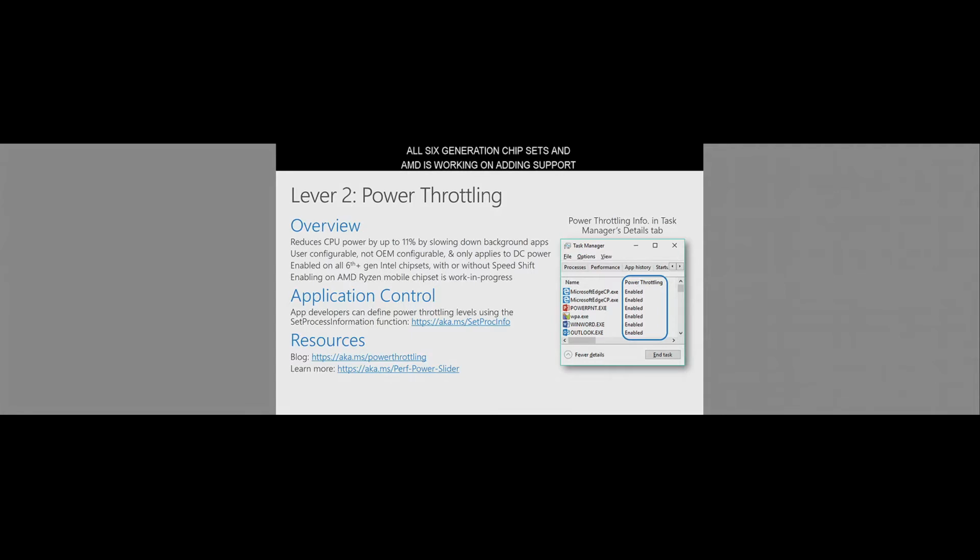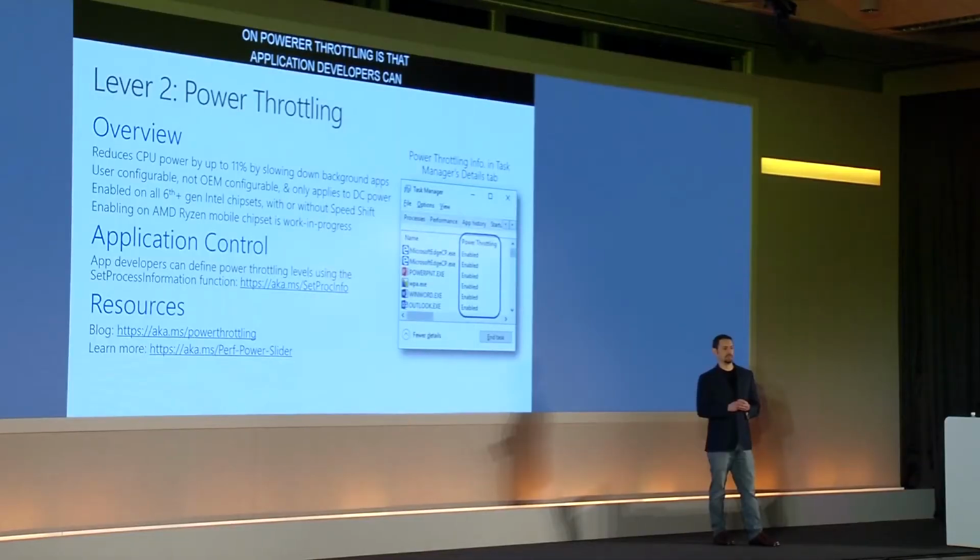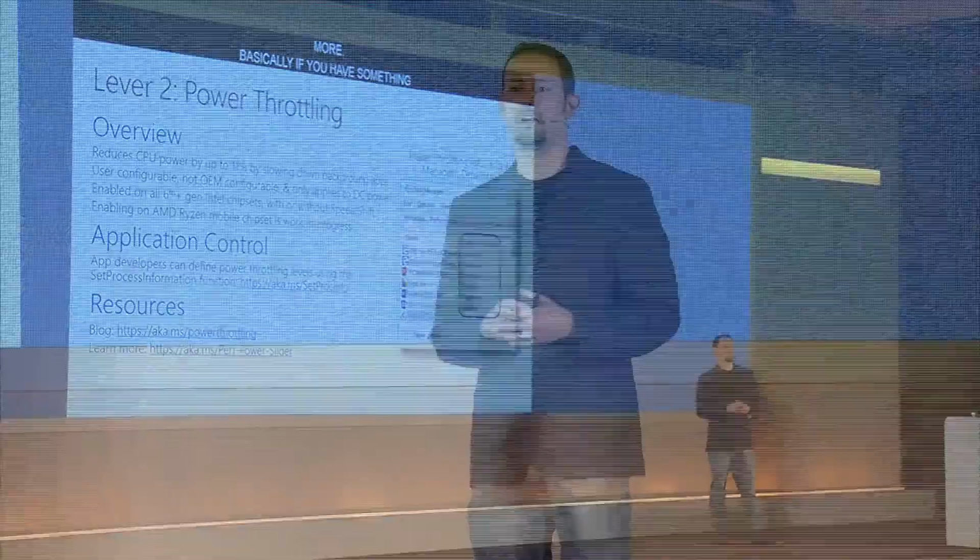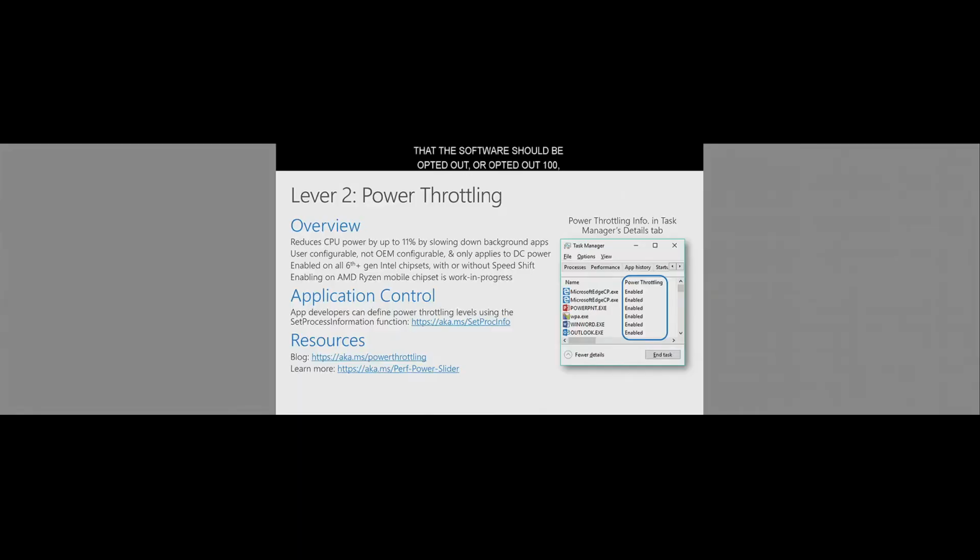Another new update to share on power throttling is that application developers can predefine the level of power throttling that their apps are subject to using the set process information function. So we have a link here to learn more. Basically, if you feel like this software should be opted out, or not necessarily opted out 100%, but maybe subject to power throttling at a less aggressive rate, this is something you can use to tune your applications.